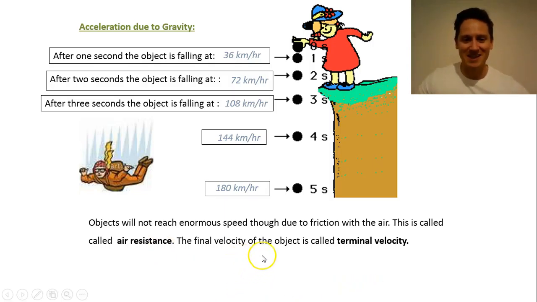The final velocity of the object is called terminal velocity. So terminal velocity is the maximum speed that an object can take. So it eventually reaches a maximum point. At this point, can I ask you to please pause the video and take down these notes at the bottom.